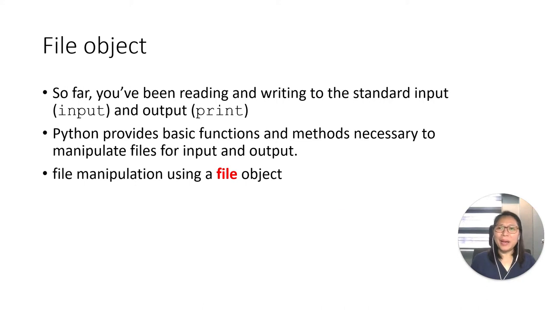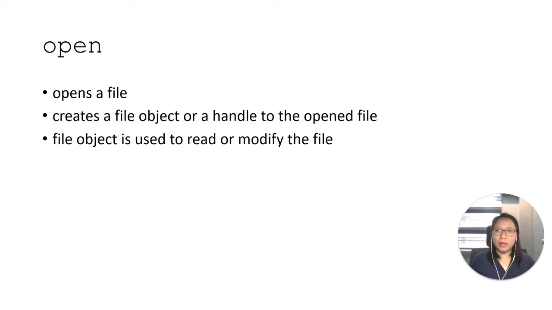So, in Python, there is what we call a file object. So far, we've been reading and writing to the standard input, that is, the console, using the input keyword, and the output, the print keyword. Python gives us basic functions to manipulate files also, and we can use those functions or methods using a file object.